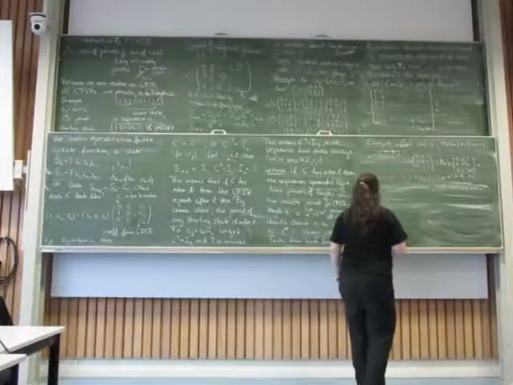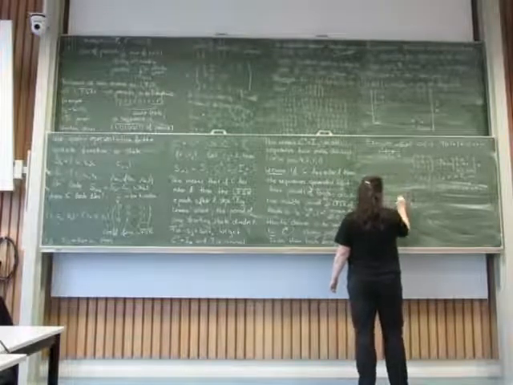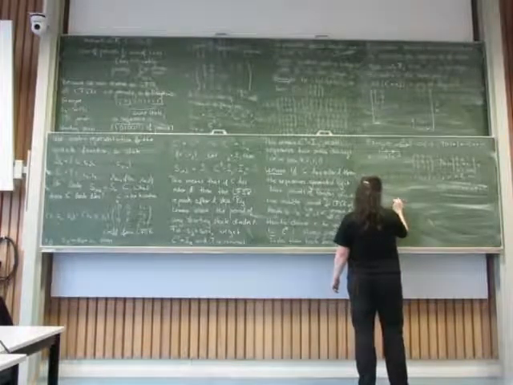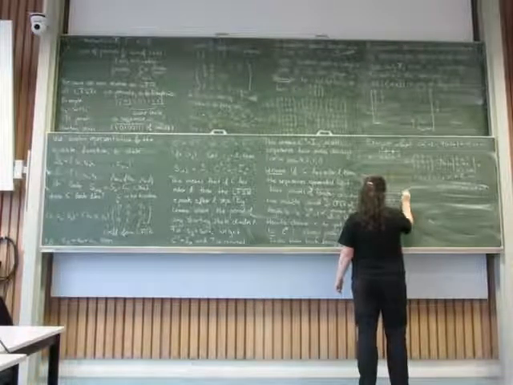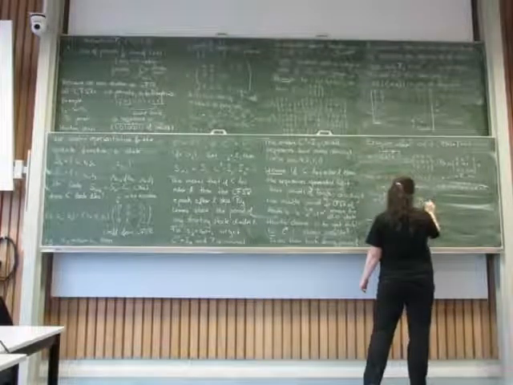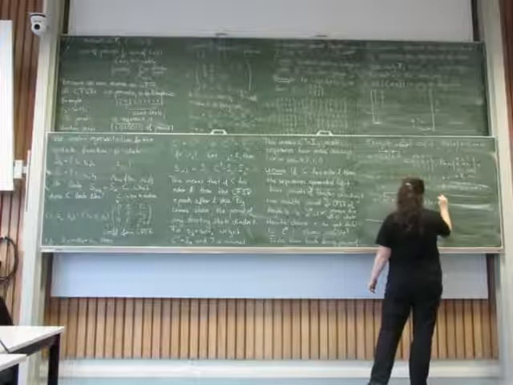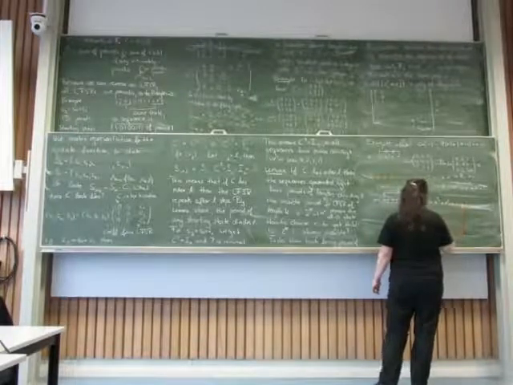If we do the same for the other example of length 3, where we have S0, S1, S2, and only the outer ones connect, then we're getting that P of x is x cubed plus x squared plus 1.